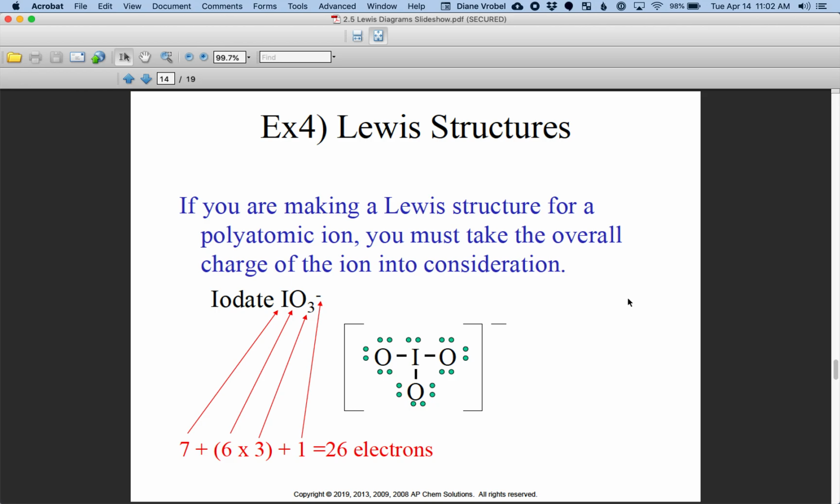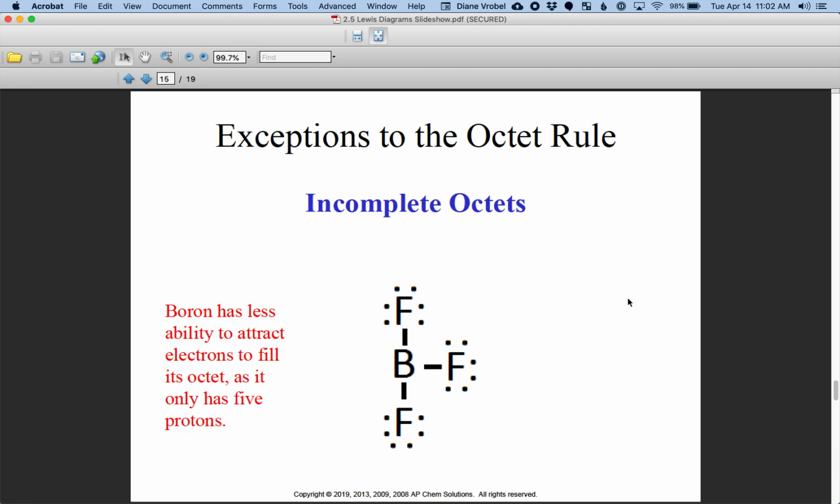So notice that iodine has its octet filled and oxygen has its octet filled. And you're probably wondering, where do you get that -1 charge? Well, we have to look at formal charges to get that overall minus charge, and we'll talk about that in another lecture.